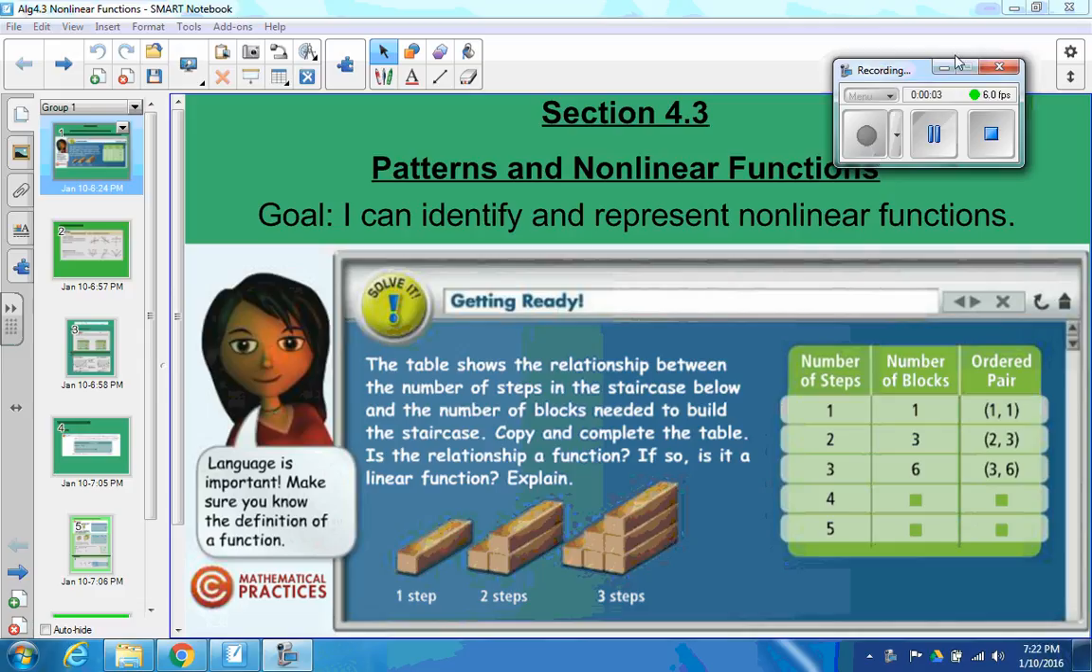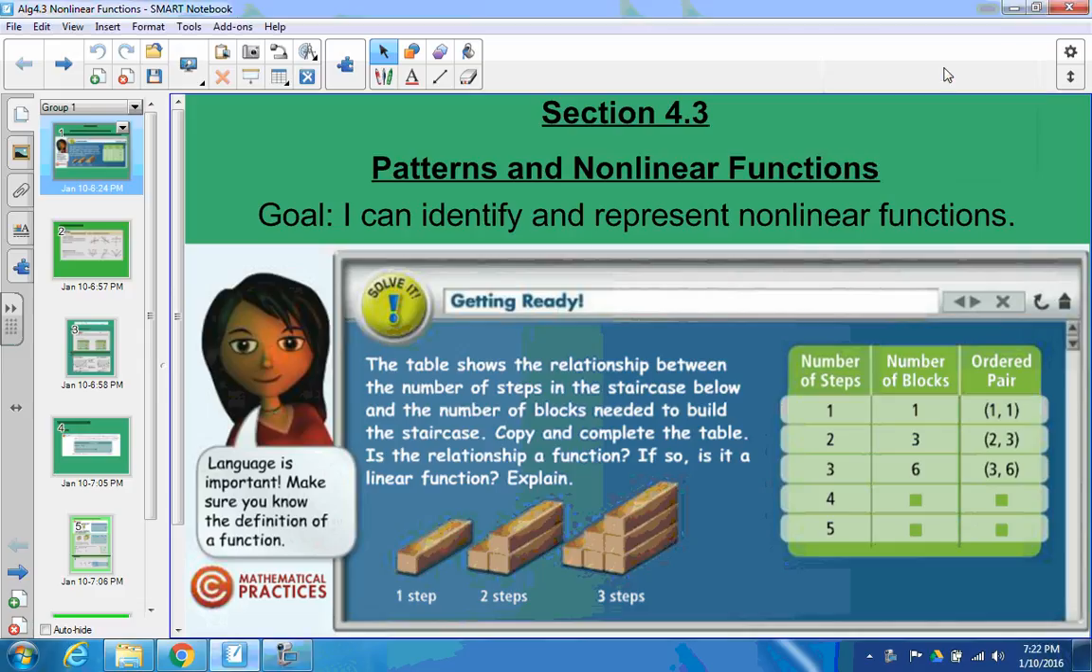Hello, hello, hello. This is section 4.3 in chapter 4 about functions, and this section is about nonlinear functions, so patterns and nonlinear functions. So what do I do with nonlinear functions? How are they different than linear functions? So the goal to write down right now: I can identify and represent nonlinear functions. So far we've done looking for linear and representing linear functions. We're going to do the same thing with nonlinear functions today.